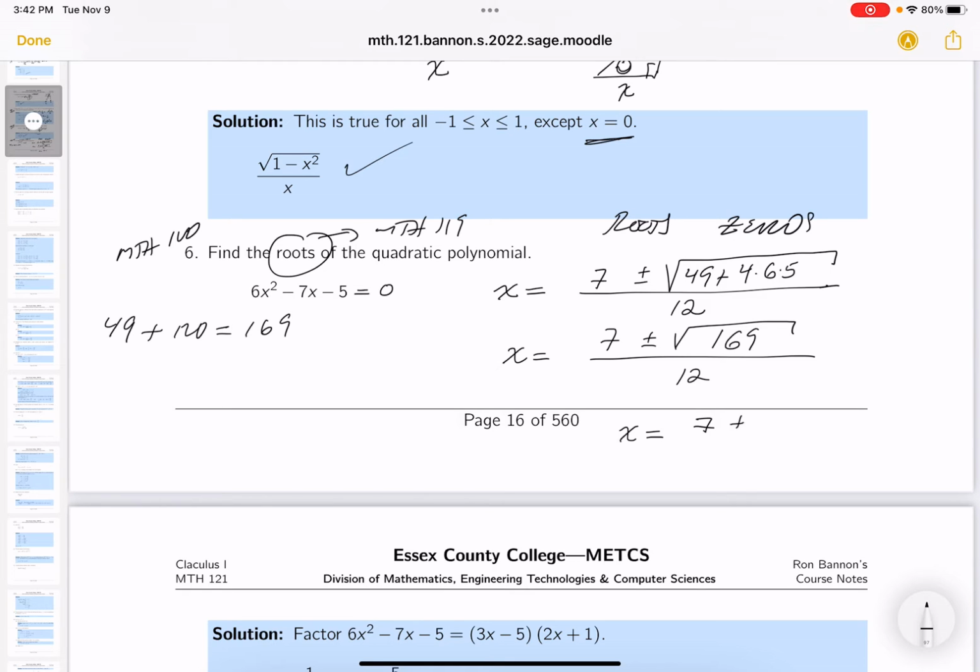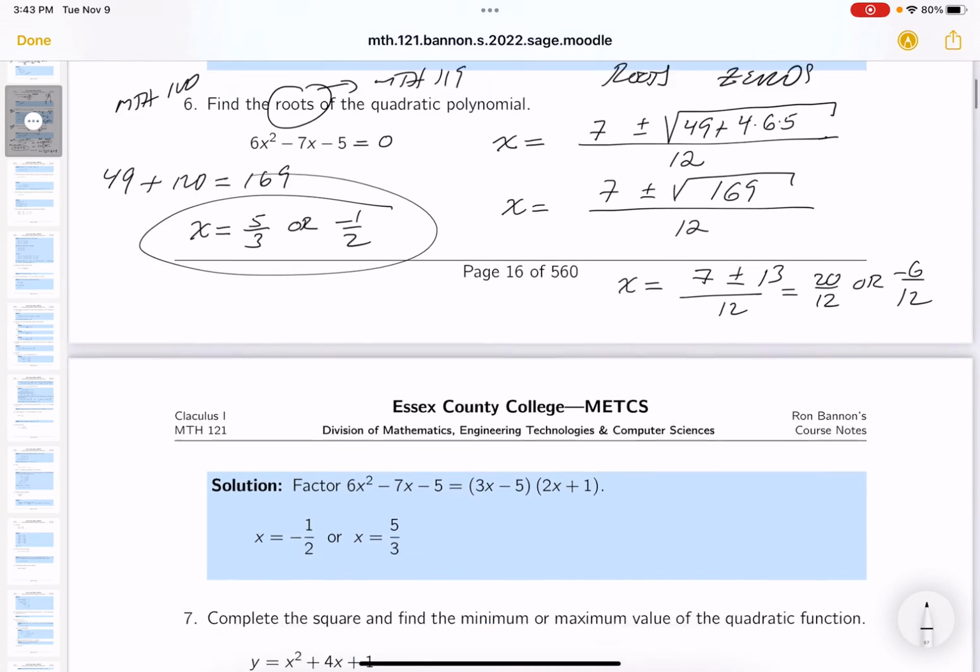7 plus or minus 13 over 12. And I can do that. 7 plus 13 is 20, so it's 20 over 12. Or it would be 7 minus 13, which is minus 6 over 12. Now, what are the answers? I'll write them down for you, and I'm going to simplify it by reducing them. I'm going to do it by 4. So 5/3 or minus 1/2. They are the zeros of that polynomial.